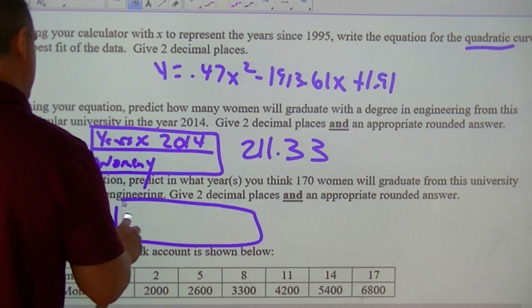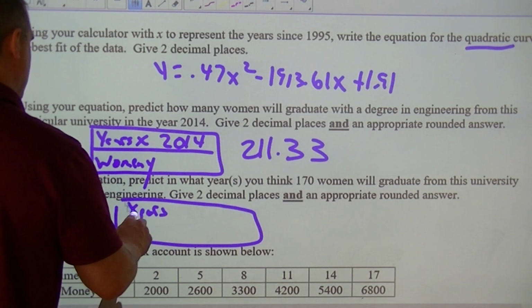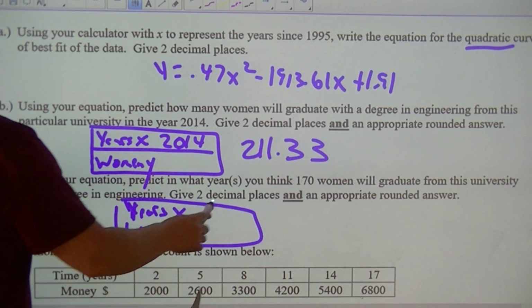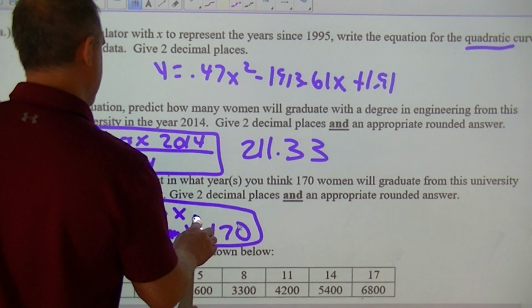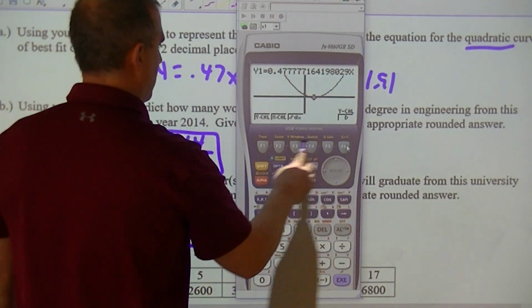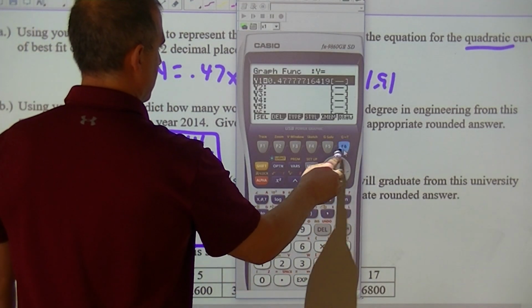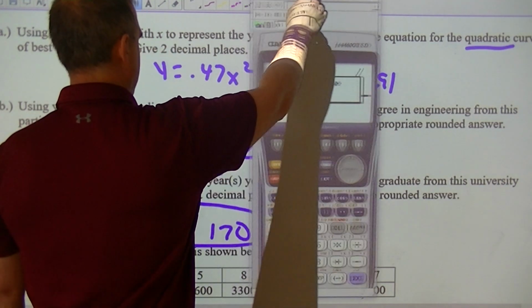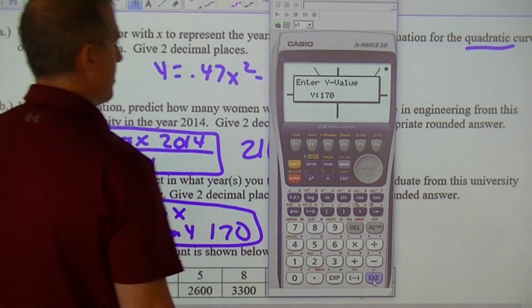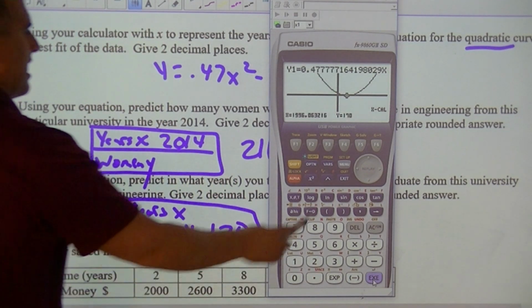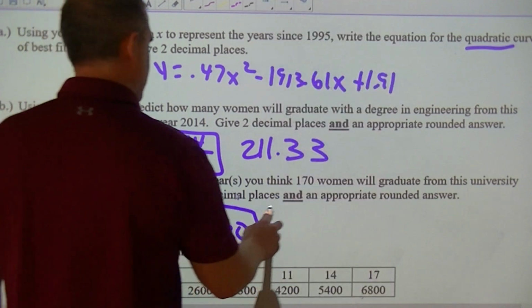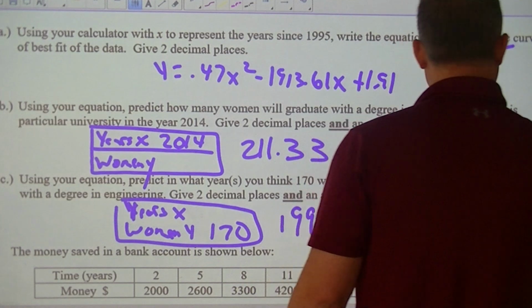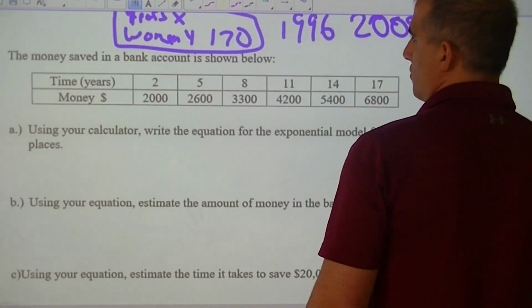Okay, so this one would be years, X, women, Y. It's going to be 170, so I'm going to do an X cal on that. G-solve X cal, and I'm going to put 170. Oh no, I'm sorry, 170. Okay. All right, one of my answers is 1996, and if I hit over, the other answer is 2009. Okay, moving on, I think this is the last question.